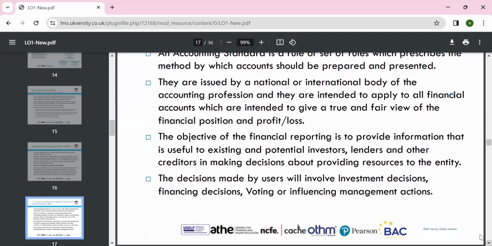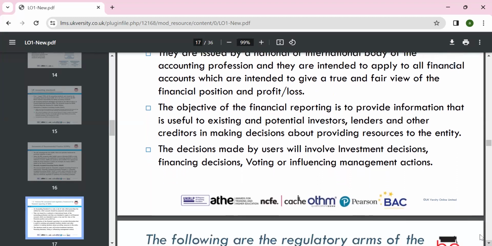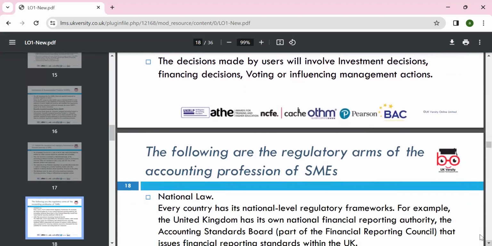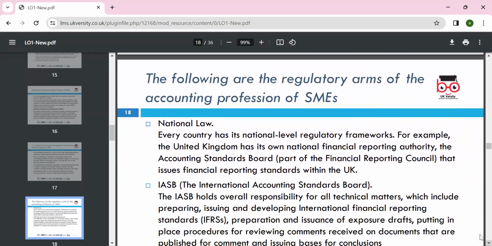The objective of financial reporting is to provide financial information that is useful to existing and potential investors, lenders, and other creditors in making decisions about providing resources to entities, and decisions made by users involving investment, financial decisions, and voting on financial management. So we can look around the following regulatory arms of the accounting profession.